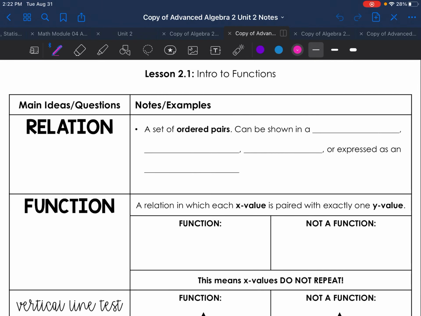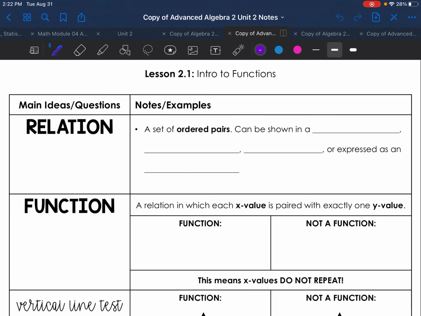Hey guys, in this video we're going to be doing lesson 2.1, which is an introduction to functions. Our unit is all about functions. And the first thing that we need to talk about is a relation and what a relation is.